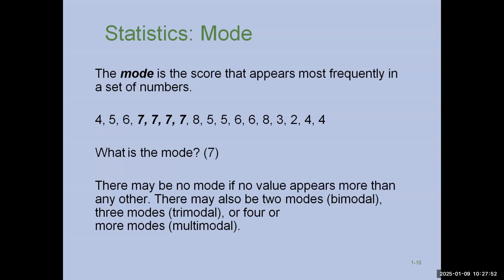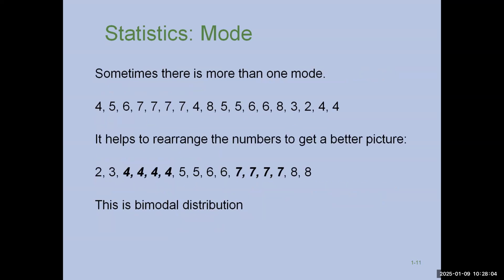So we go for identifying the modes. It establishes the homogeneity within the data. That is why we go for establishing the mode. Sometimes there is more than one mode. In this case, all of you can identify that 4 is a mode and 7 is a mode. That is why the distribution is bimodal. So this is what we go for when identifying the modes.